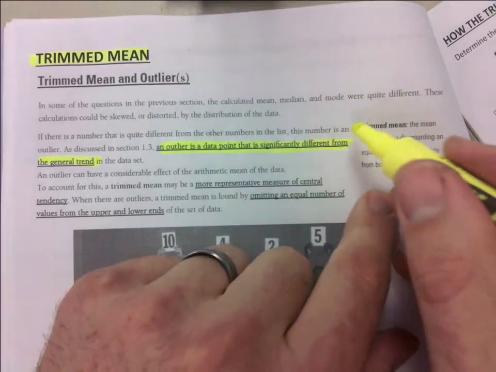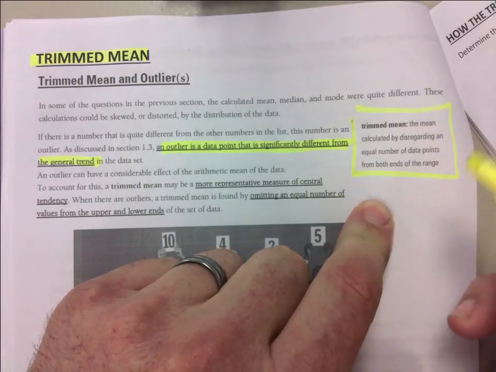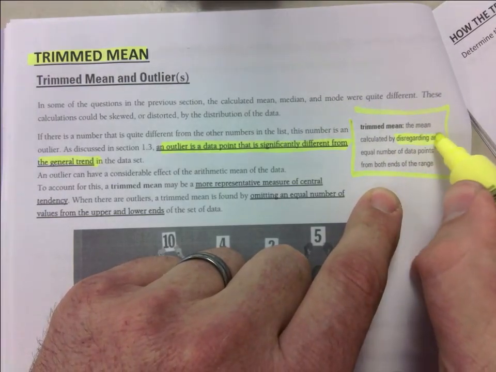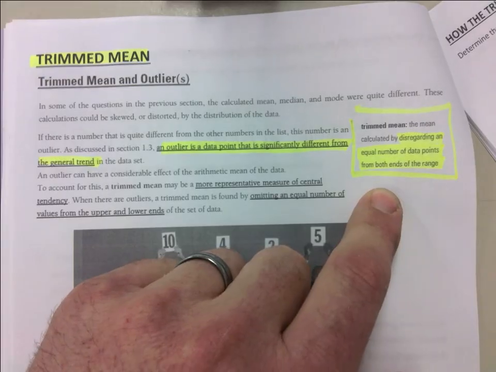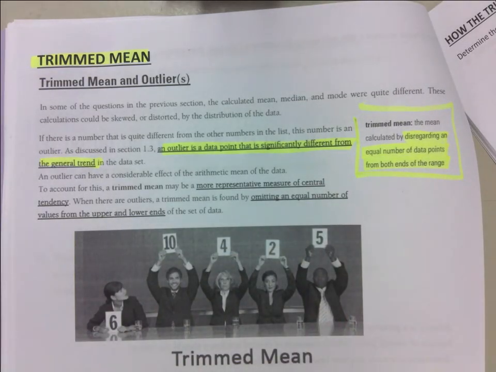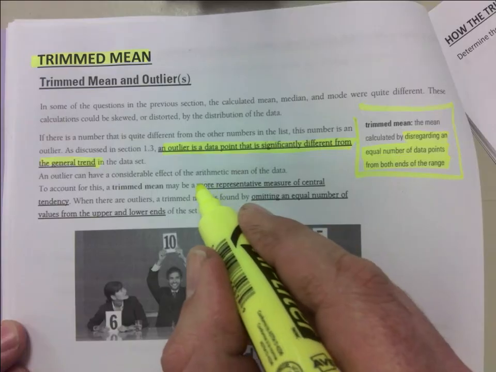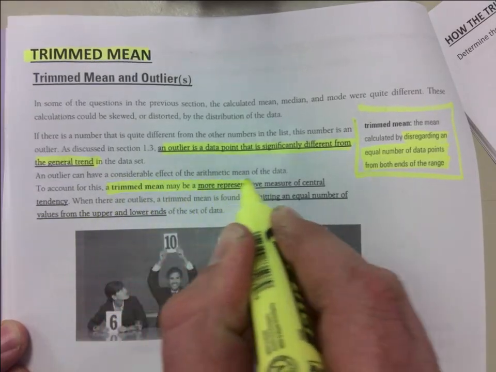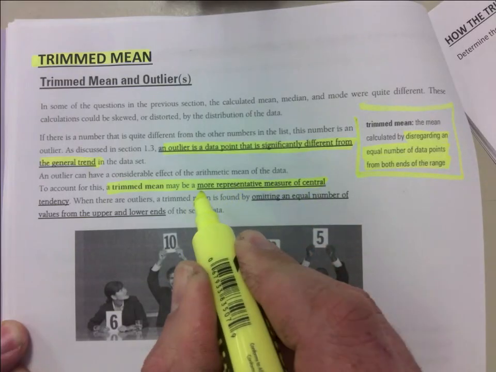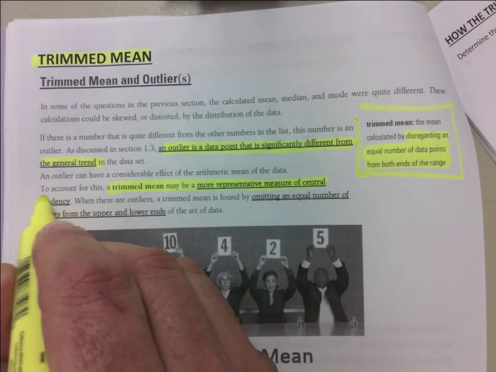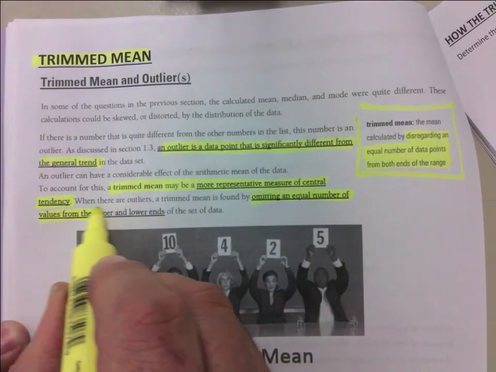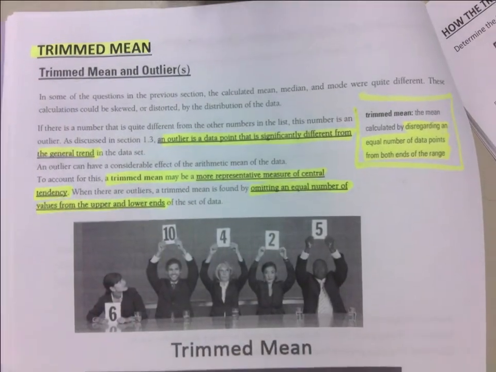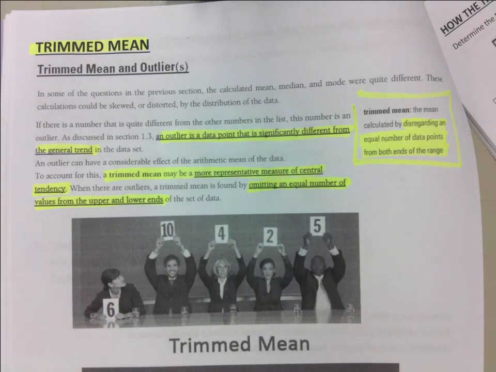So the trimmed mean, here's the small definition of it. We disregard an equal number of data points from both ends of the range. Okay, you cut from both sides. Trimmed mean, guys, for the most part is more representative of a measure of central tendency. Okay, omitting an equal number of values from the upper and the lower ends. Make sure you highlight that, make sure you know what we're talking about.